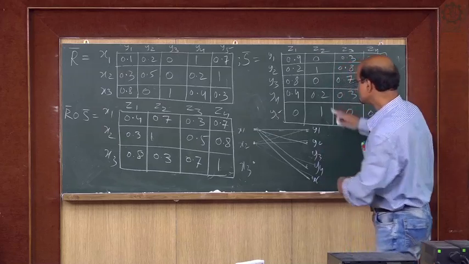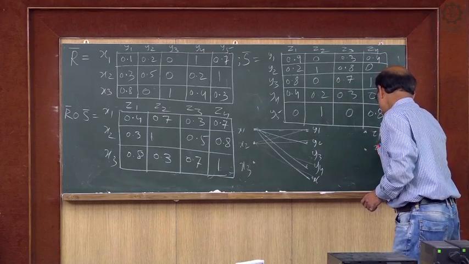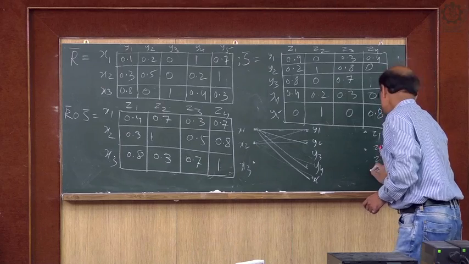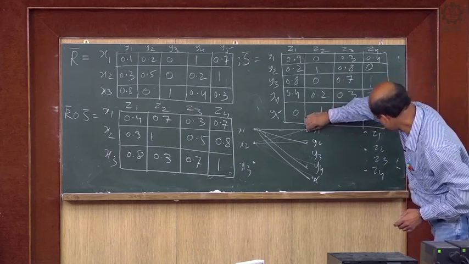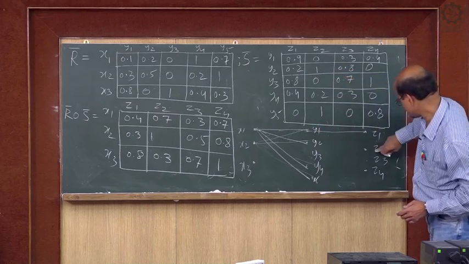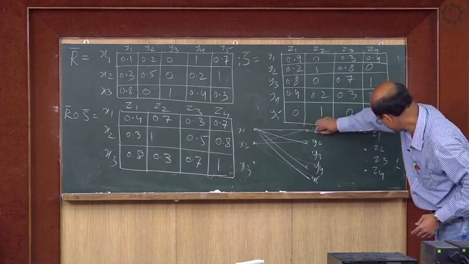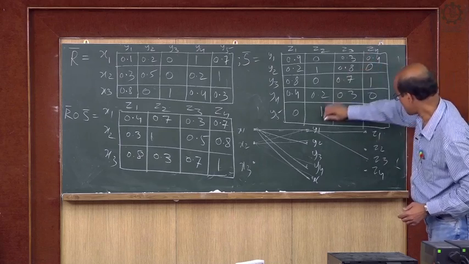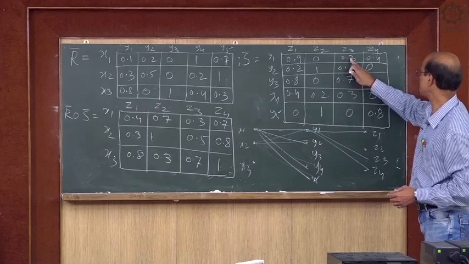Now, Y to Z, Z is your Z1, Z2, Z3, Z4. Now, this again Y1 to Z1, Y2 to Z, Y1 to Z2 is not there, 0, Y1 to Z3 it is there, and Y1 to Z4. So, we have these strengths as 0.9, 0.3, 0.4.